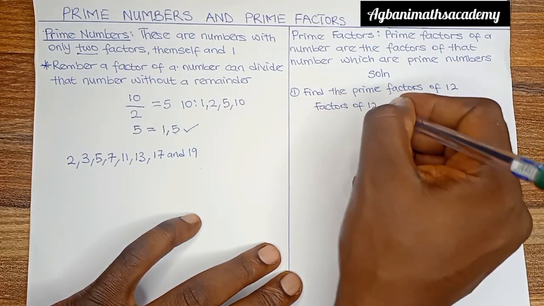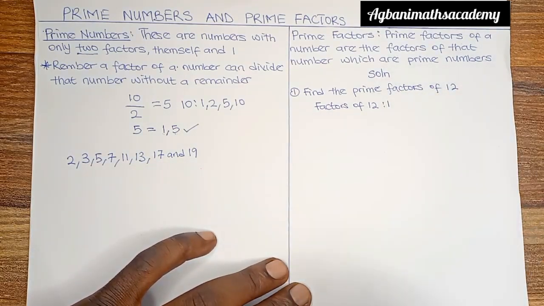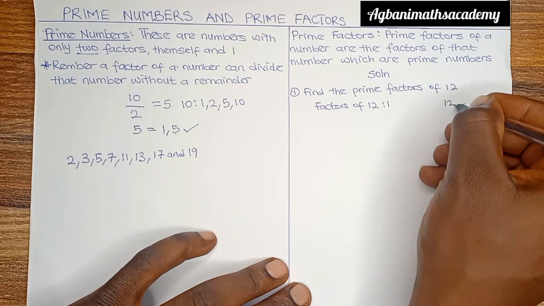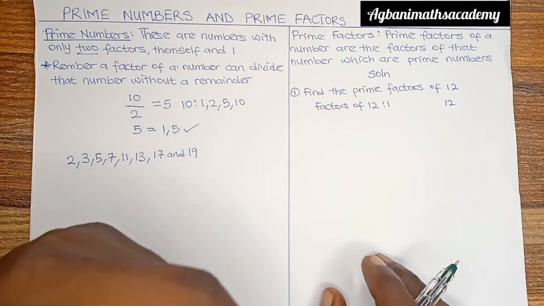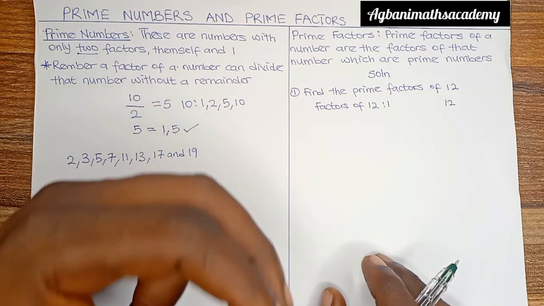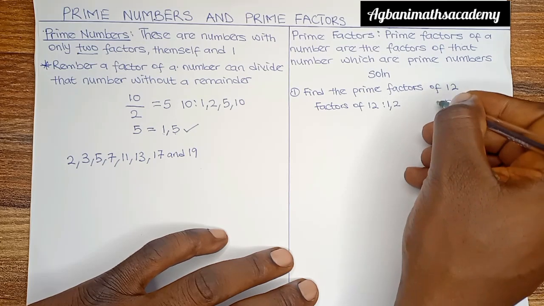The smallest factor of 12 is 1. The largest factor of 12 is 12 itself. So we've gotten 1 as the smallest factor. What about 2? Can 2 go into 12 without a remainder? 12 divided by 2 is 6. So 2 is a factor and 6 is a factor.